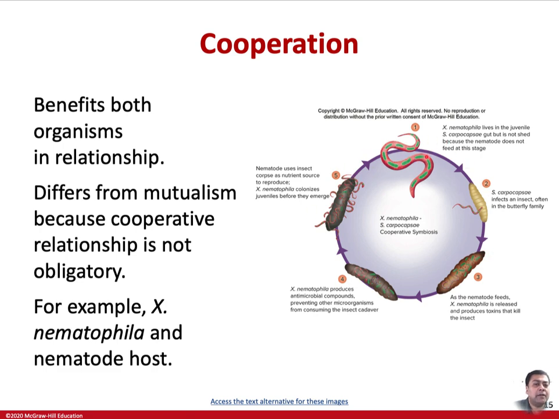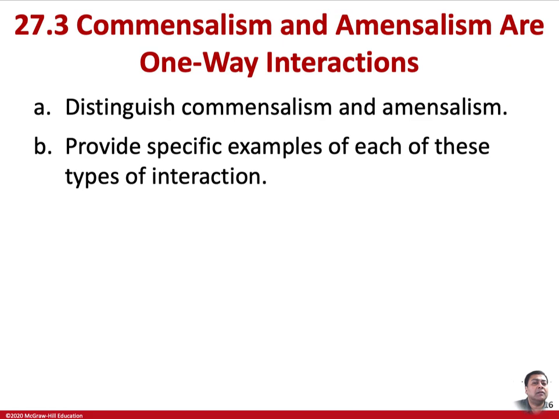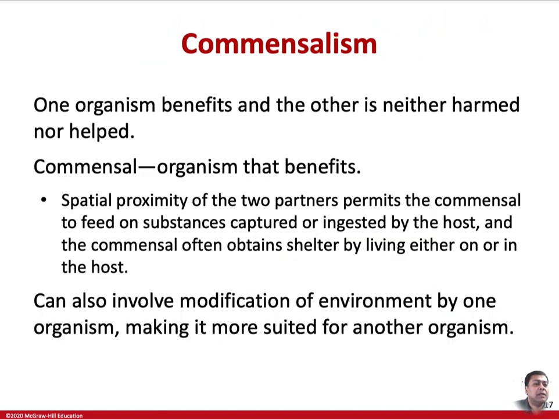So after that, we are looking at a process which is commensalism. Here one organism benefits and the other is neither harmed nor helped. So in commensalism, the spatial proximity of two partners permits the commensal to feed on the substance captured or ingested by the host, or the commensal often obtains shelter by living either on or in the host, and it can also involve modification of the environment by one organism, making it more suited for another organism.